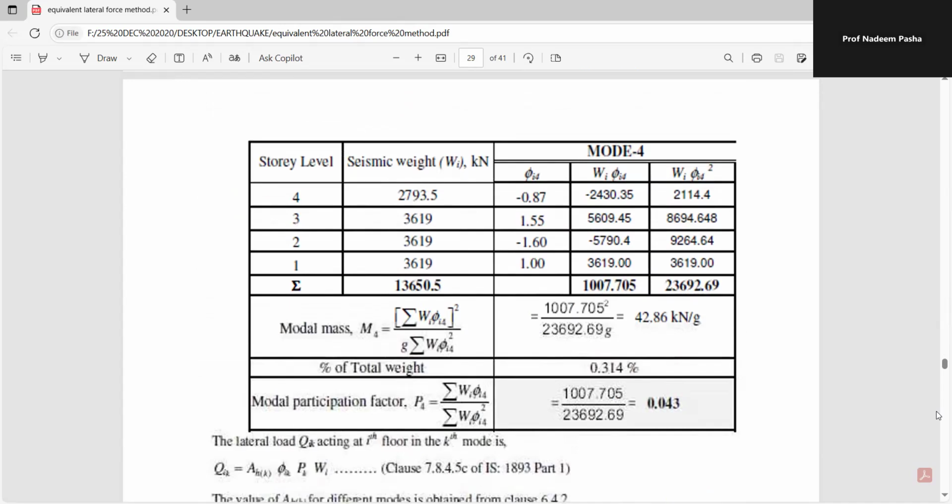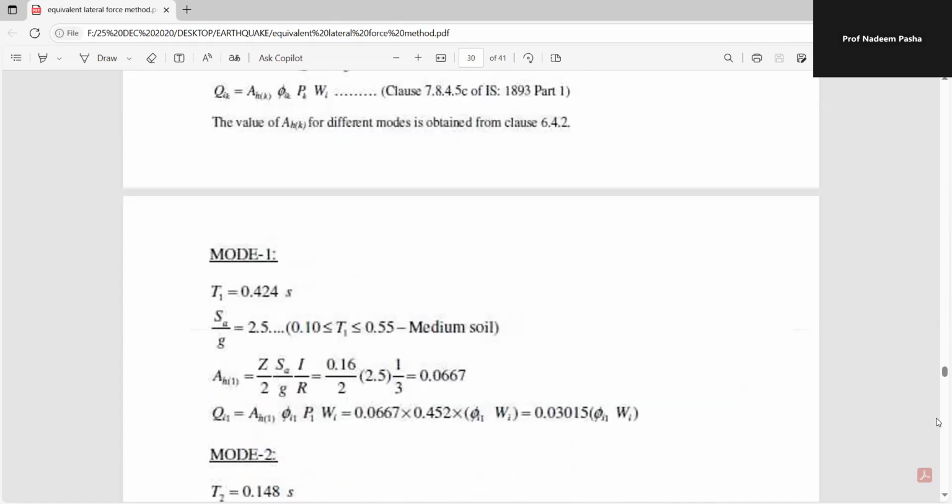Again, dynamic analysis is somewhat complicated. Even if you look at the problems, they look somewhat complicated. Storey levels 4, 3, 2, 1, and the seismic weight at 1, 2, 3 is the same, 3619. And these are the mode shape, modal mass, and modal participation factor. So the lateral load Qik acting on this is this much.